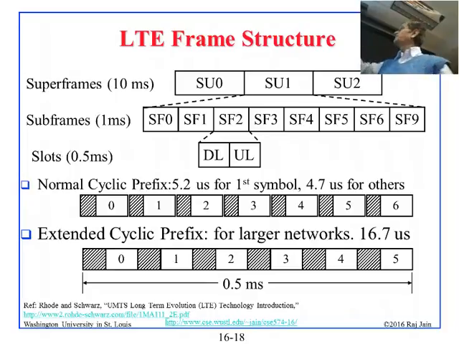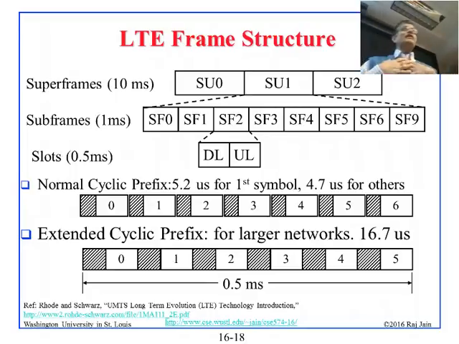Now the difference between the first and the second, 5.2 and 4.7, is that if you do 4.7 for all of them, you're still left with something in the beginning. So anyway, the important thing to notice is that the downlink is 0.5 millisecond and the uplink is 0.5 milliseconds.